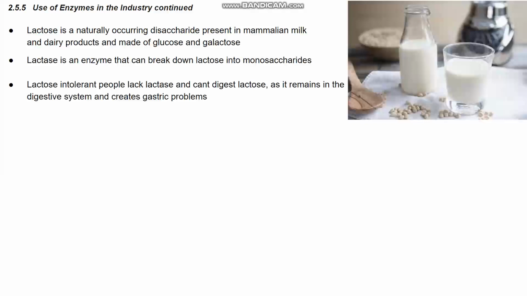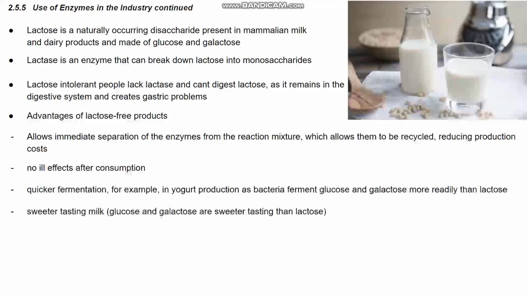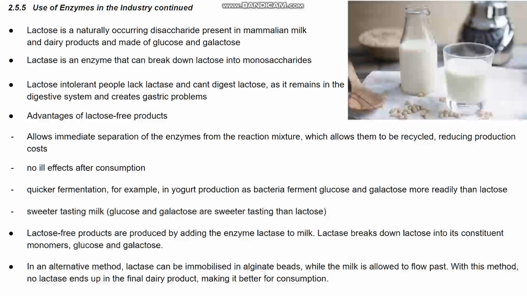For the final slide, I'm going to continue on the use of enzymes in the industry. Lactose is a naturally occurring disaccharide present in mammalian milk and dairy products, and made of glucose and galactose. Lactase is an enzyme that can break down lactose into monosaccharides. Lactose intolerant people lack lactase and can't digest lactose, as it remains in the digestive system and creates gastric problems.